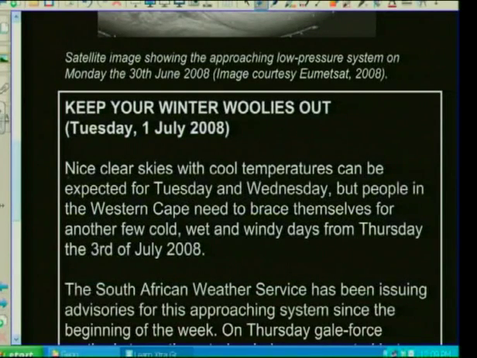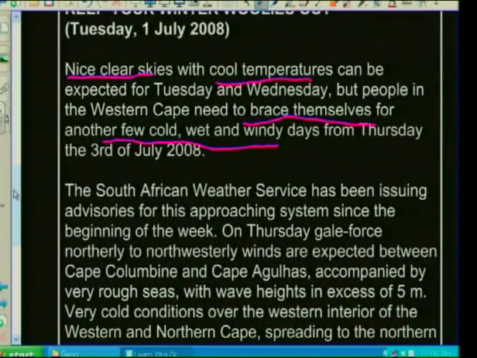Nice clear skies with cool temperatures can be expected on Tuesday and Wednesday, but people in the Western Cape need to brace themselves for another few cold, wet, and windy days from Thursday. So we're already relating the weather conditions of a mid-latitude cyclone because in our satellite photograph, we identified it already. Again, the importance of reading the information before you answer the questions.